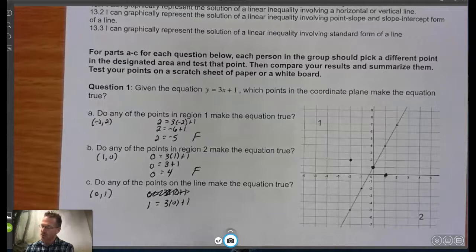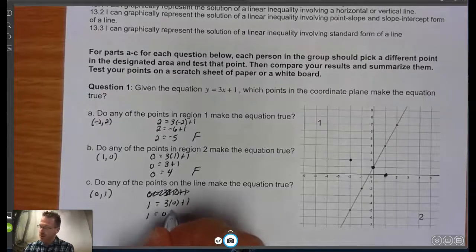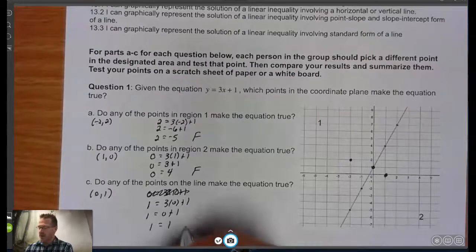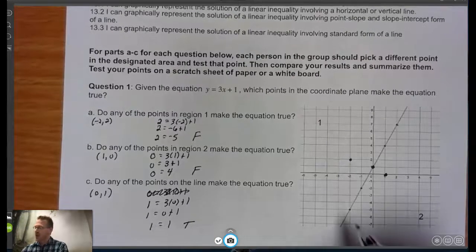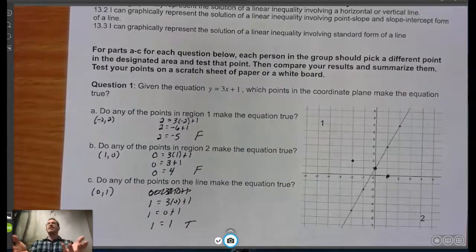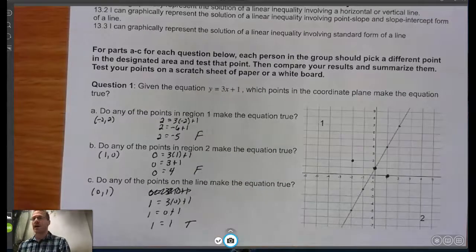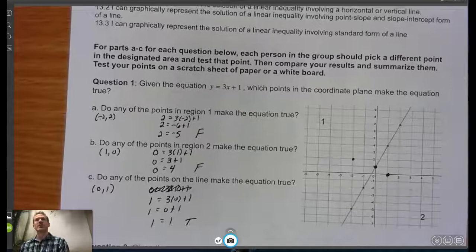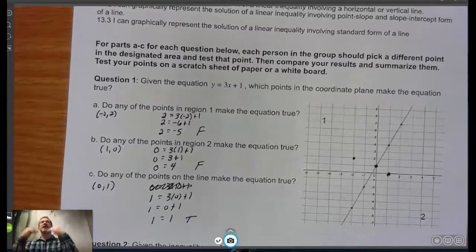So 3 times 0 is 0, so I get 0 plus 1. And notice this time I get 1 equals 1, and that is true. So what that means is every point on this line will make that equation true. That's really what's happening here. There's a relationship between x and y, and every point on this line will make that relationship true. Okay, now that's an equation.